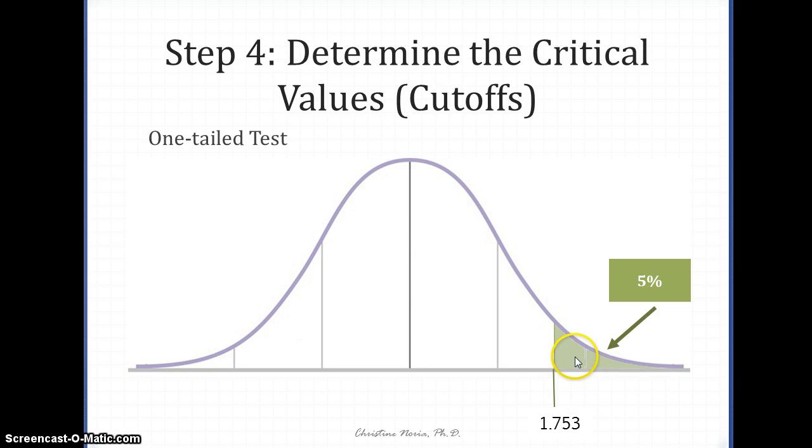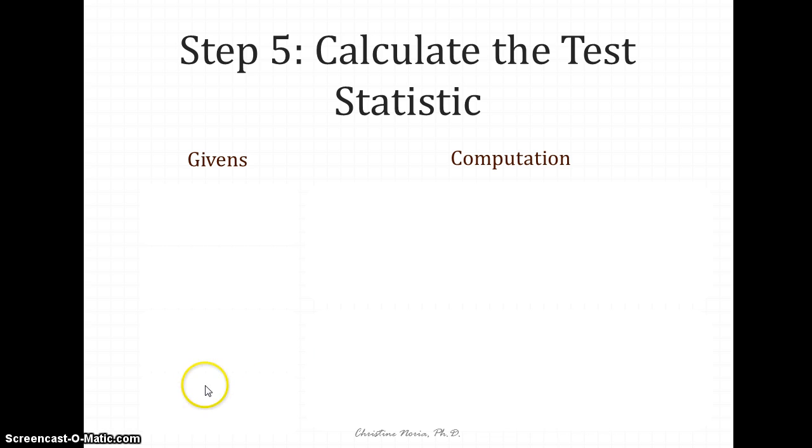So if our calculated t-test falls within this region, so it is farther above the mean, more extreme than this value of 1.753, we can reject the null hypothesis. We found a significant difference. But we have to compute our test statistic before we can make that determination. So that's the next part.